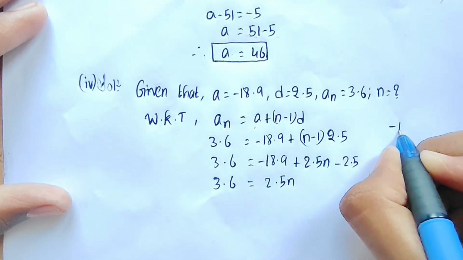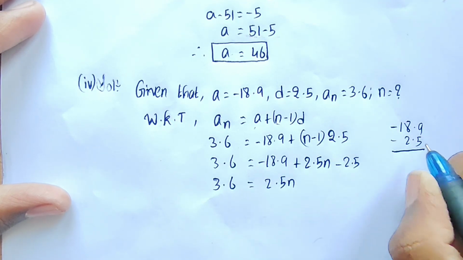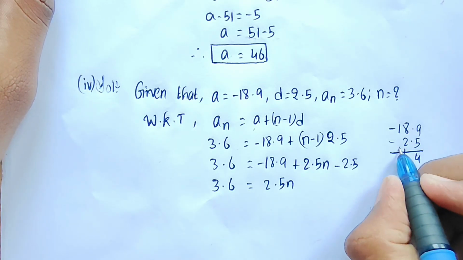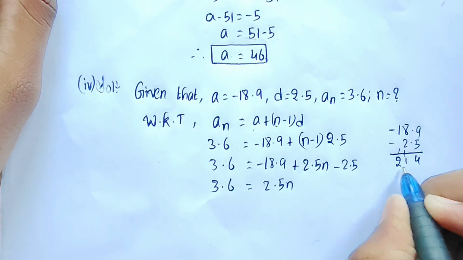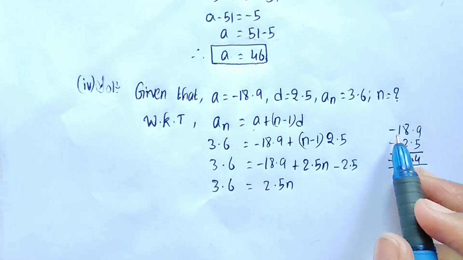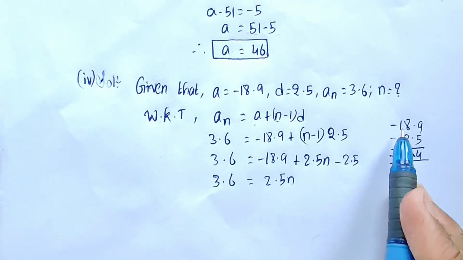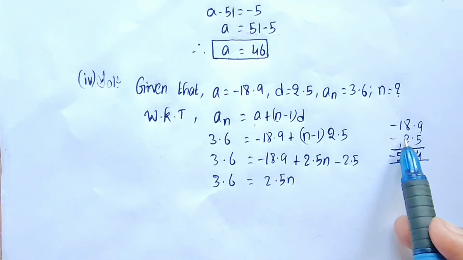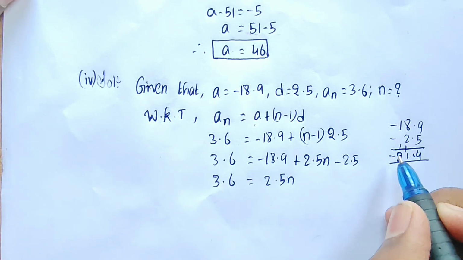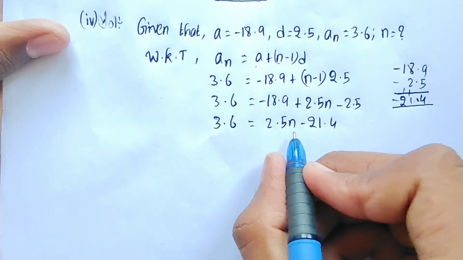Here minus 18.9 minus 2.5. 9 plus 5, 14. 8 plus 2, 10. Plus 1, 11. 1 and 1, 2. So we got minus 21.4. If there are two minus symbols, like minus 18.9 minus 2.5, then if there are the same symbols for any two numbers, we have to add them and keep the symbol. So we got minus 21.4.